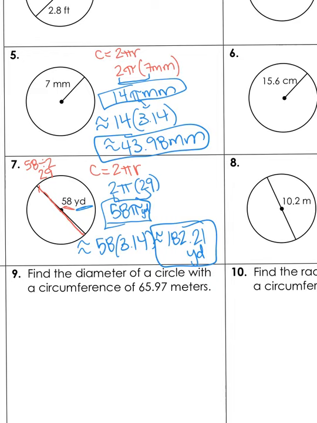And then 58 pi would be my exact. Also, there's a shortcut. Circumference is the same thing as pi times d. If they give you the diameter, you can just plug the diameter in for d right there.